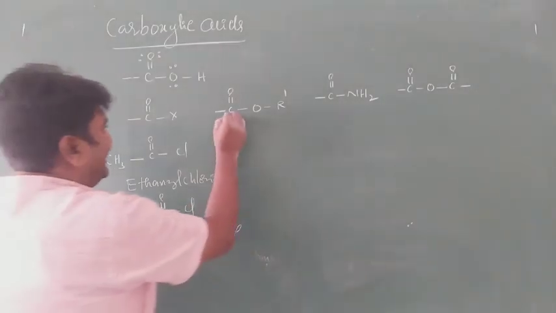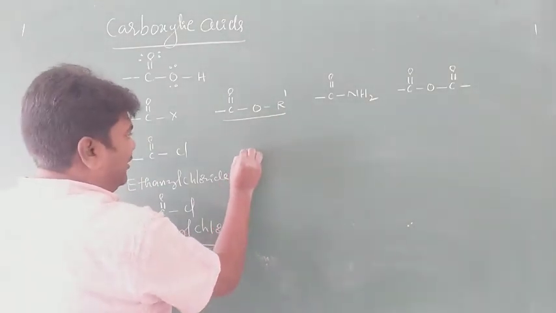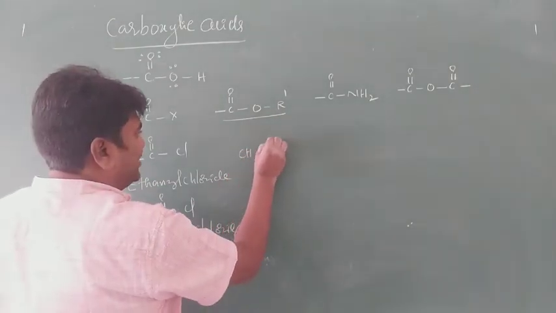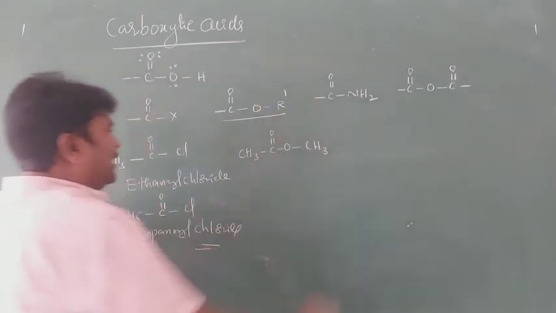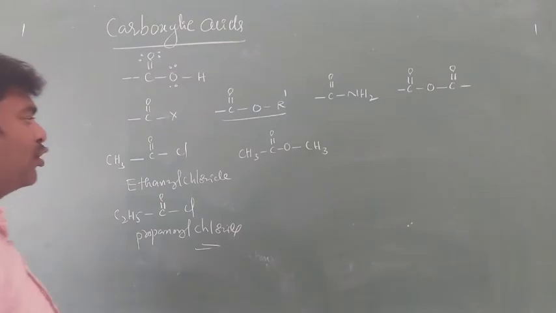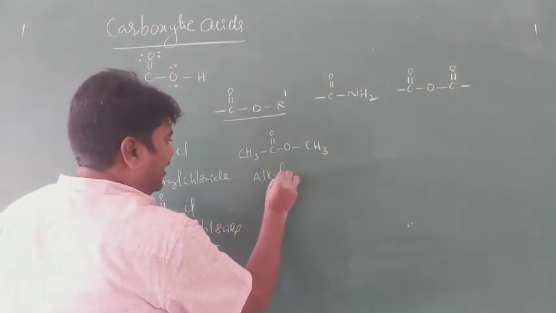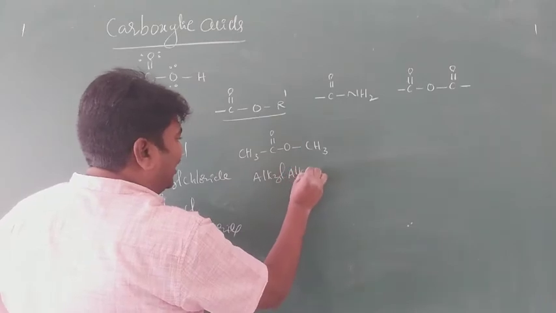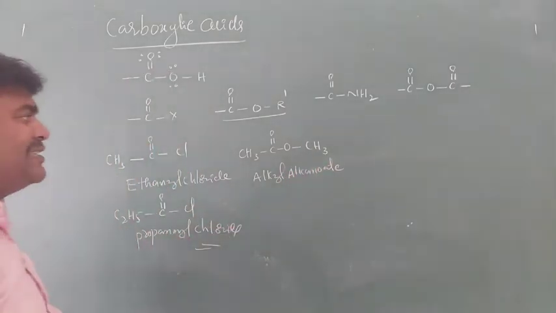Next one is ester. It is very, very important. For example, CH3, C double bond O and O, CH3. In IUPAC, we have to represent it like that only: alkyl alkanoate.